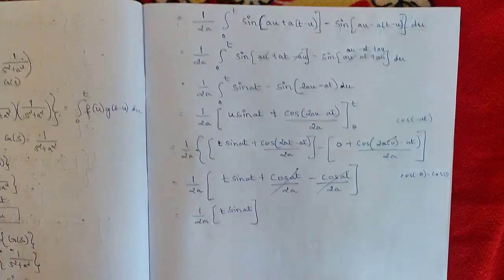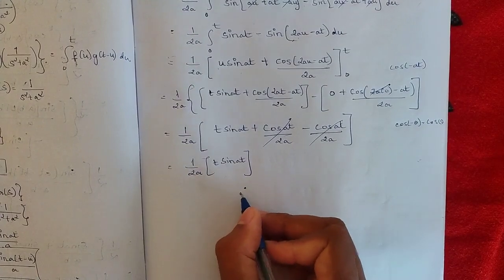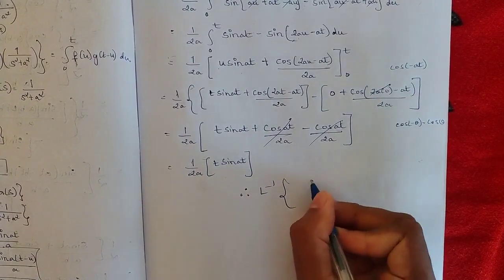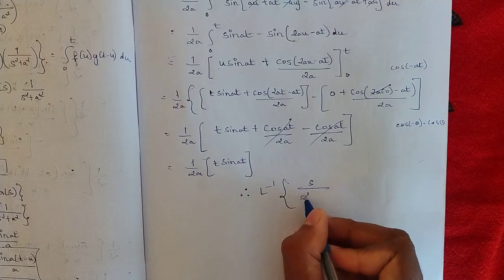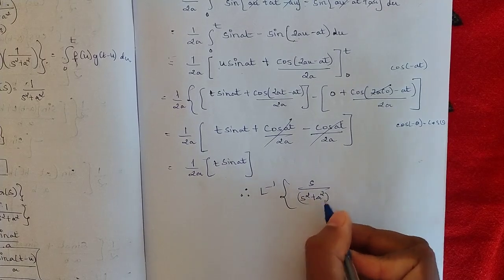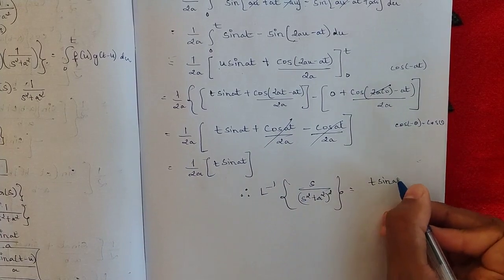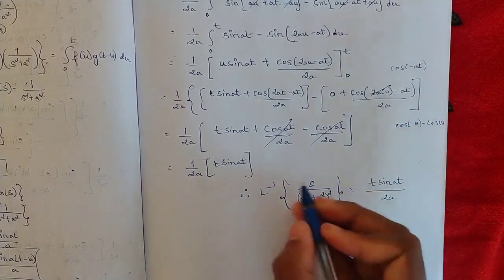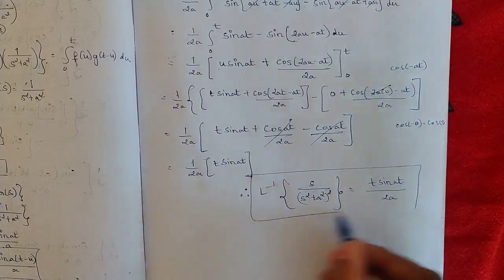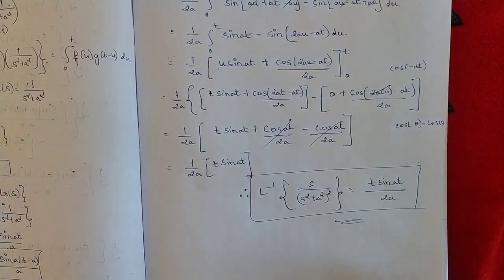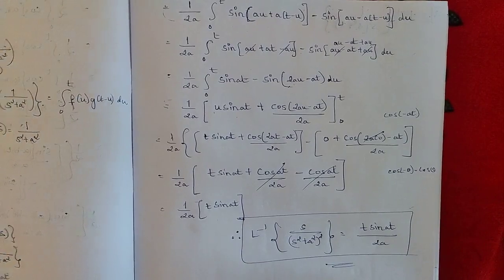Okay, so our final answer is L inverse of s divided by s square plus a square the whole square is equal to t sine at divided by 2a. Okay, so this is our final answer. So in this way we should be solving these kind of problems. Okay, so please note this problem down, very important one.